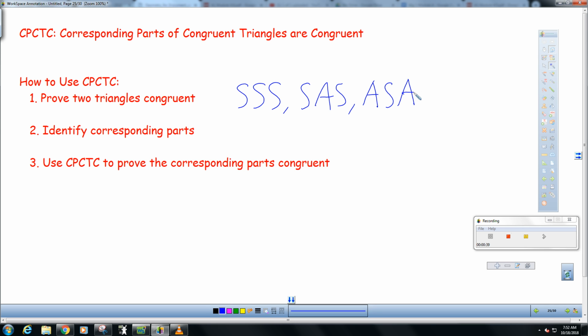After that, we want to identify corresponding parts of those triangles. So we want to find 2 angles or 2 segments that are the same in both triangles. And then CPCTC allows us to prove those 2 parts are congruent. So those are our 3 steps. We're going to practice those in a couple examples.